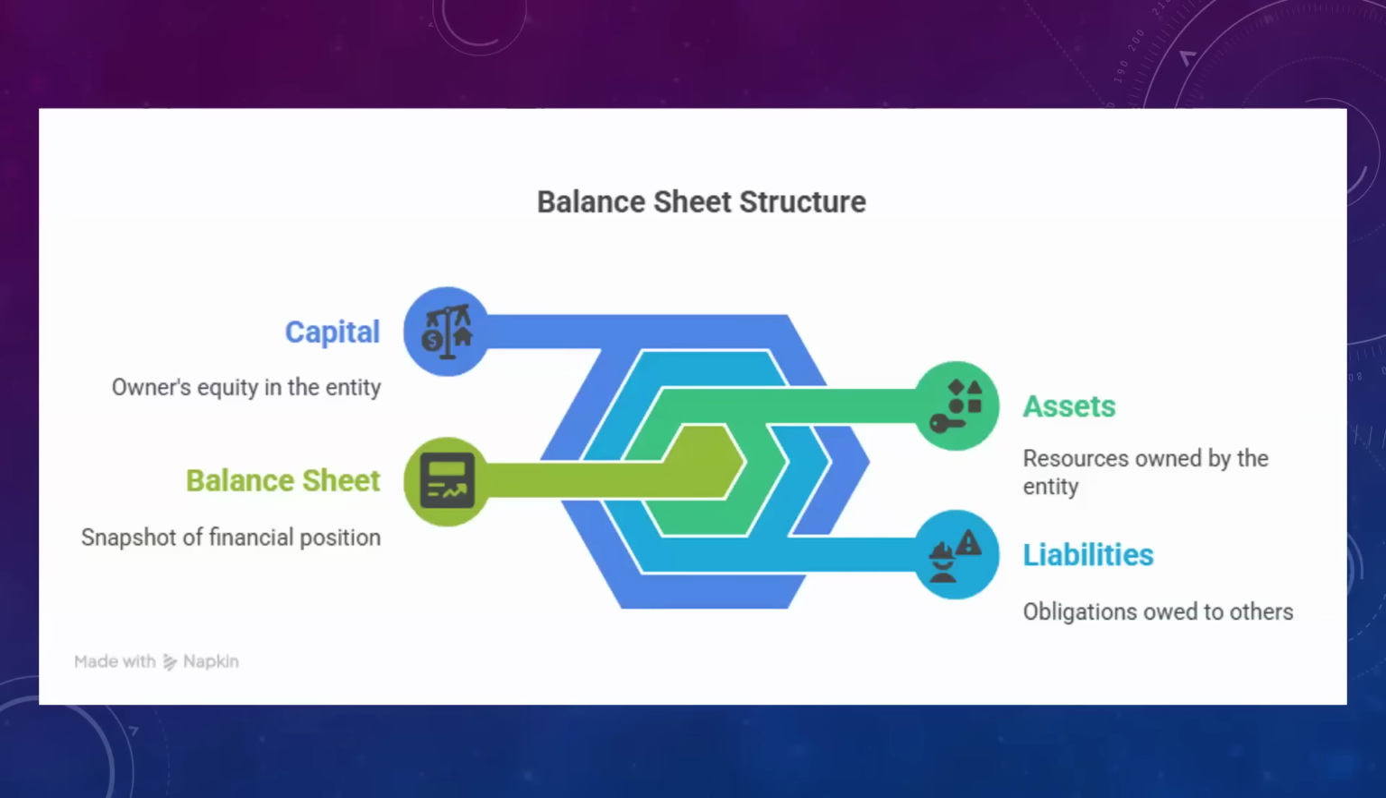So it shows your assets, which is everything the company owns. Liabilities, everything that the company owes. And it will show you capital. The capital is the amount of money or the amount of assets that the owner would have invested into the business.